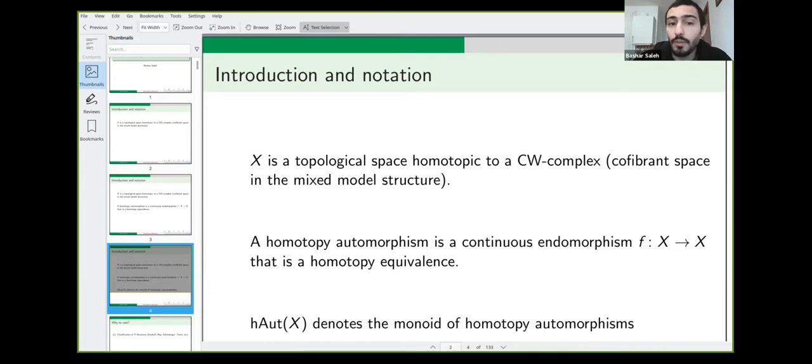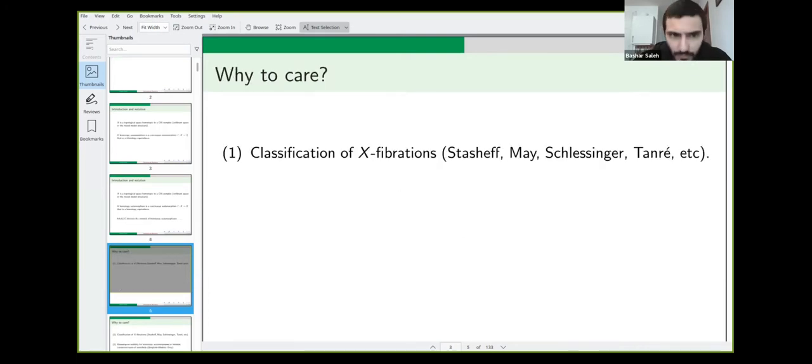Okay, so why care about this monoid? Well, the first reason is because its classifying space classifies X fibrations up to equivalence. And this is kind of classical theory. It has been studied by Stasheff, May, Schlessinger, Tanré, and many others. It's very classical, but still there are some open problems there, which I will talk about.